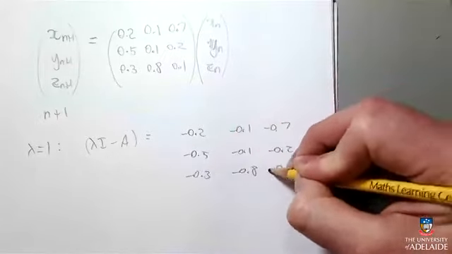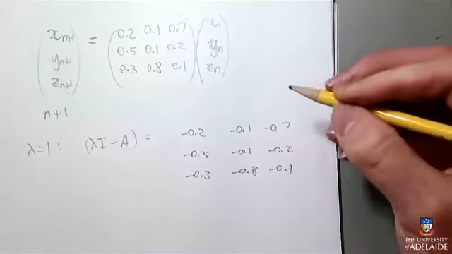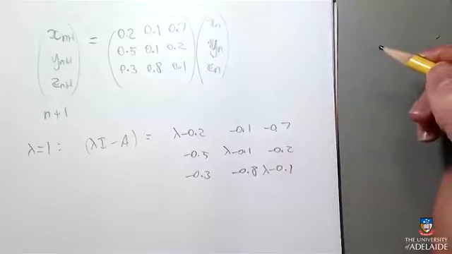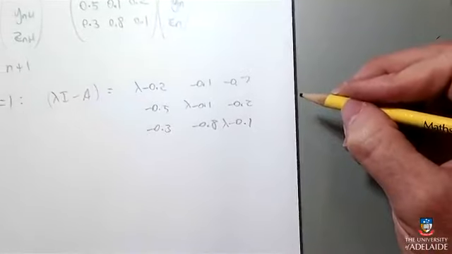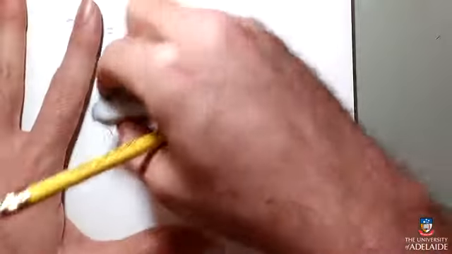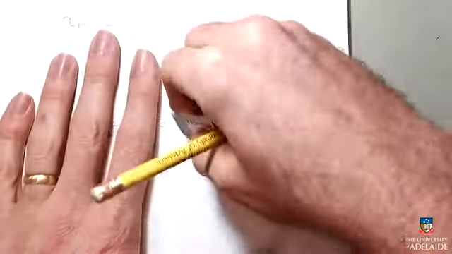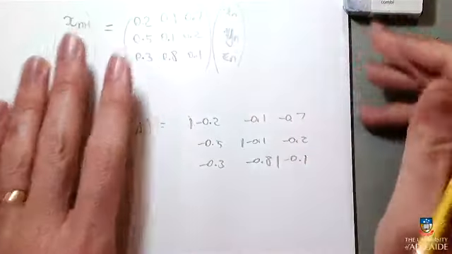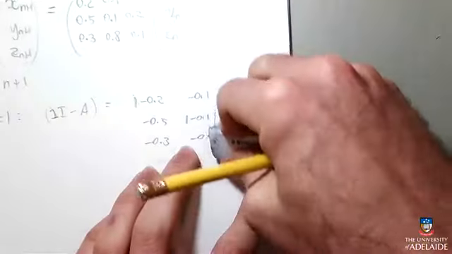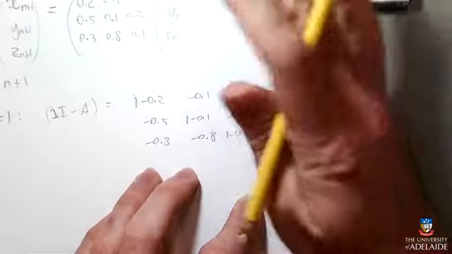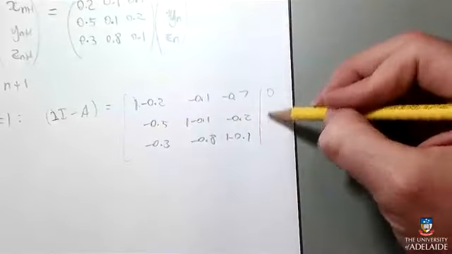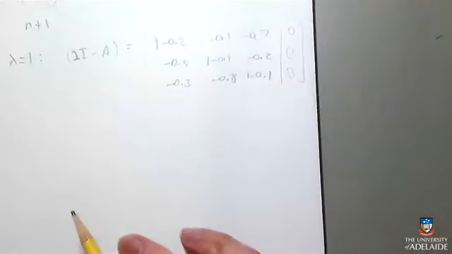I really should not have made this big, I'm sorry. And then lambda I would be like that. And what's the lambda? The lambda is 1, isn't it? What I'm supposed to do is row reduce this to figure out what the eigenvectors are that go with this. So let's see, what have I got?